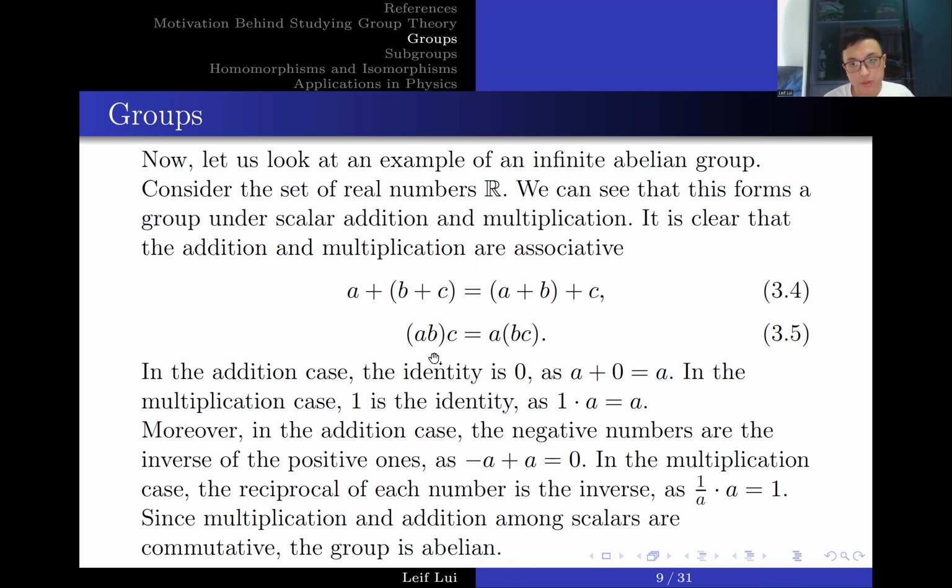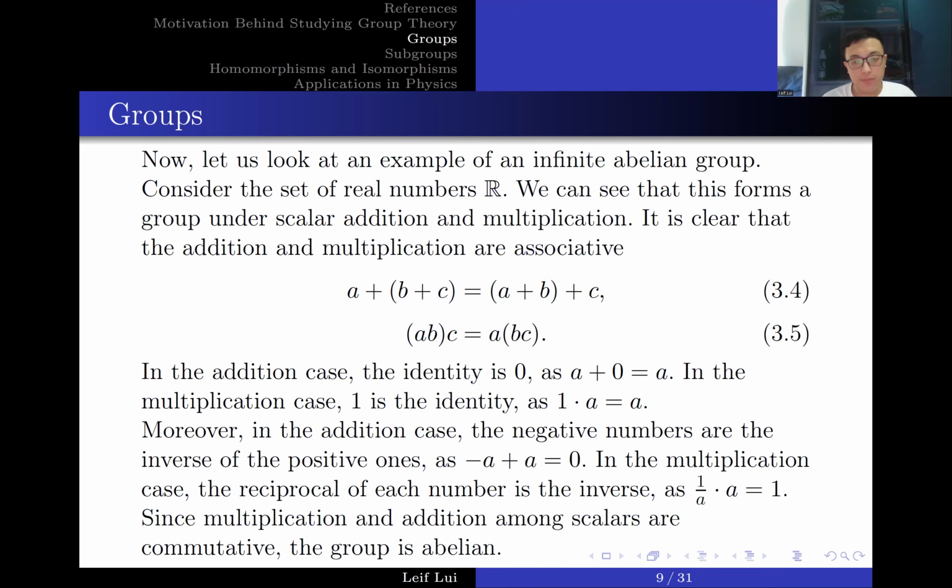How about multiplication? Let's do 2 times 3 times 4. 2 times 3 is 6, 6 times 4 is 24. And on this side, 3 times 4 is 12, 12 times 2 is 24. So they're exactly the same on both sides. We can easily see that scalar addition and multiplication are associative.